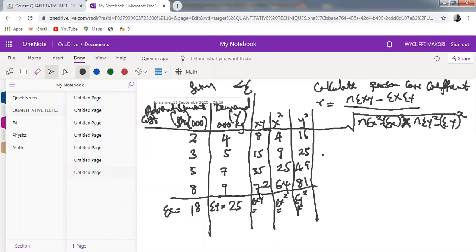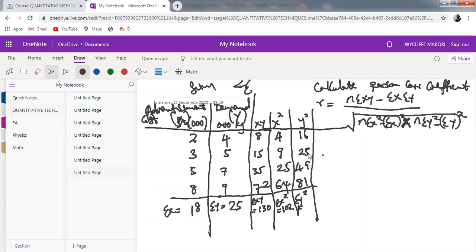This one I will ask you maybe to assist me in adding, sorry. Let me add, it is 8 plus 15 plus 35 plus 72. If you add, it is going to give you 130. If you add the x squared here, it is going to be 4 plus 9 plus 25 plus 64. It is going to give you 102.